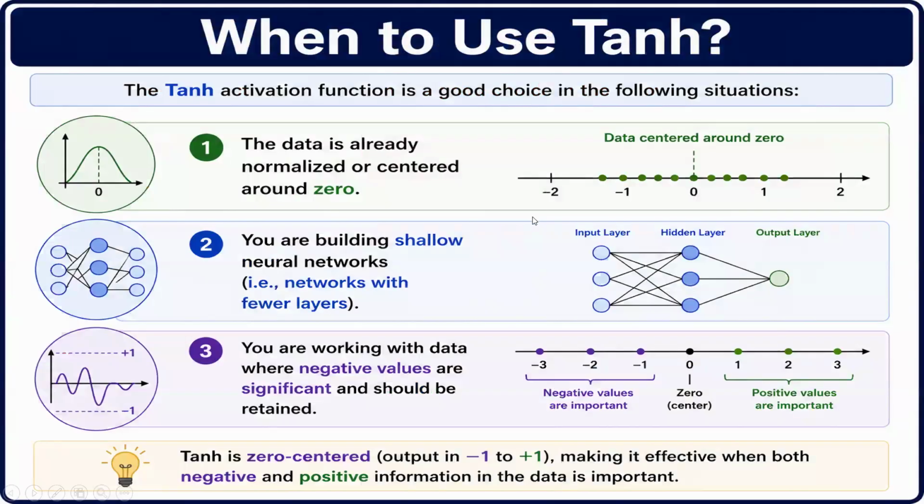So when to use tanh? When data is normalized or centered around 0, then we can use tanh. If the data is centered around 0, we can easily use tanh because output ranges from -1 to 1. If you are building a shallow neural network, that is a neural network having very few layers, then you can use tanh. Or you can work with data where negative values are significant. If negative values are too much, then we can restrict them to -1. So in that case, we can use tanh.